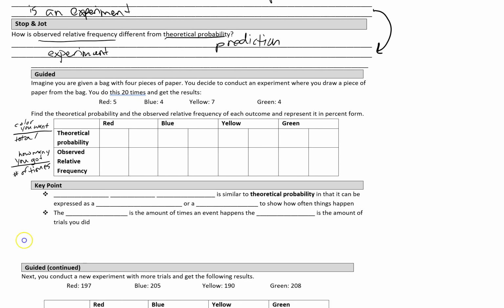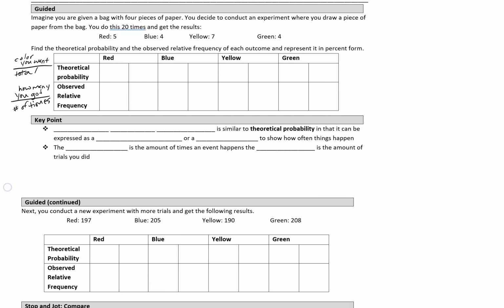So let's see another example. Imagine you're given a bag with 4 pieces of paper. You decide to conduct an experiment where you draw a piece of paper from the bag. You do this 20 times and you get these results. So we're going to find the theoretical probability and the observed relative frequency of each outcome, and we're going to find it in a fraction and a percent.